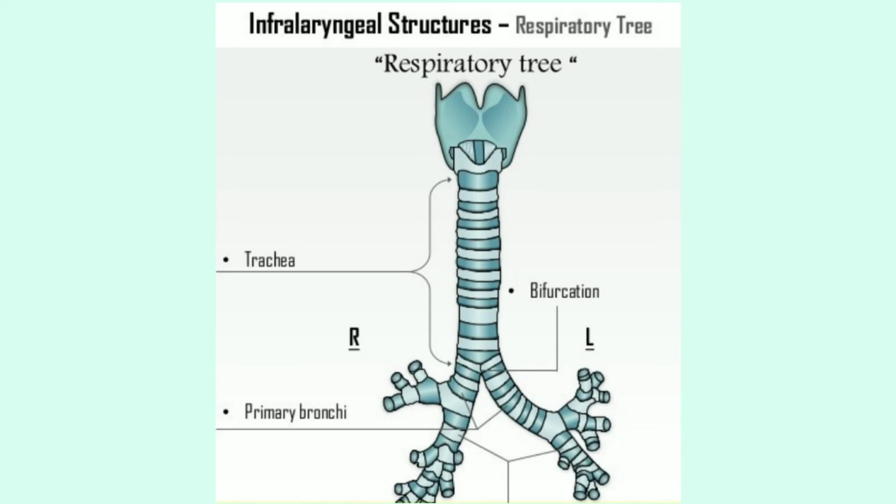Here is given the respiratory tree, which includes the trachea, bifurcation and primary bronchi.